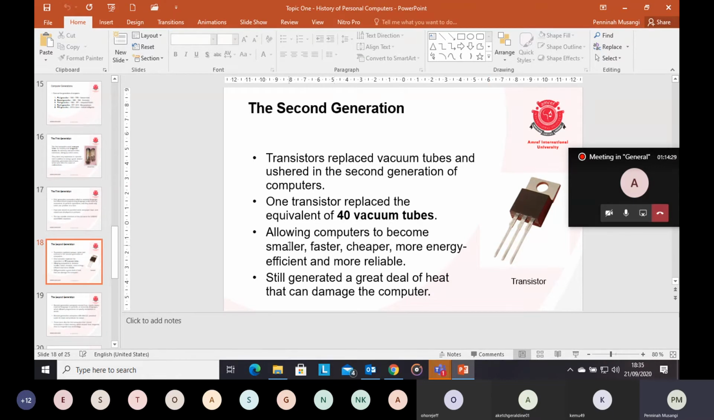Because of that, computers became a bit smaller. It also allowed computers to be faster, cheaper, and also more energy efficient and more reliable. However, they still generated a great deal of heat, and that led to damage and malfunctioning of the computer because of overheating.